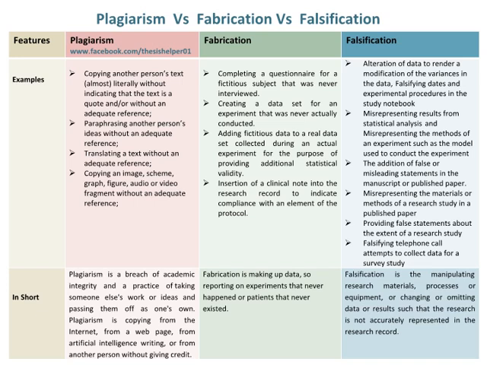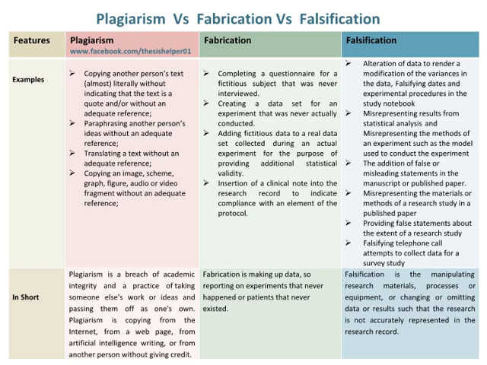Whereas examples of falsification include alteration of data to render a modification of the variances in the data, falsifying dates and experimental procedures in the study notebook, misrepresenting results from statistical analysis and misrepresenting the methods of an experiment such as the model used to conduct the experiment, the addition of false or misleading statements in the manuscript or published paper, misrepresenting the materials or methods of a research study in a published paper, providing false statements about the extent of a research study, and falsifying telephone call attempts to collect data for a survey study.